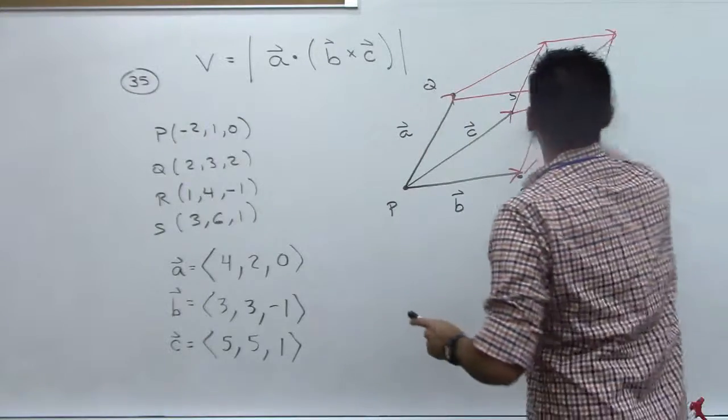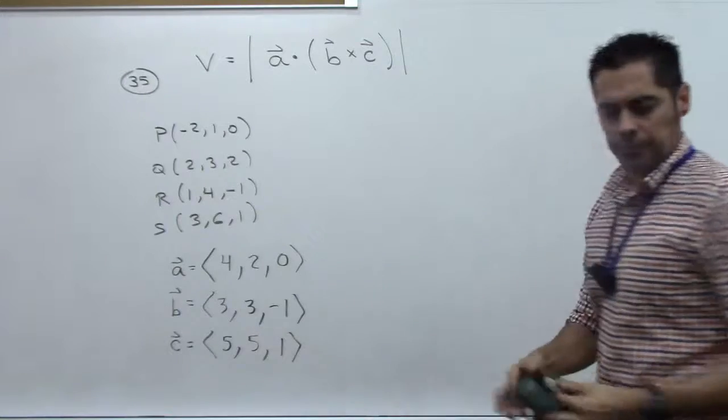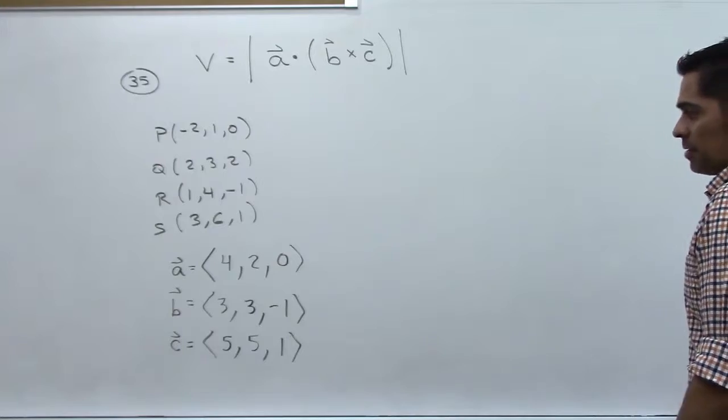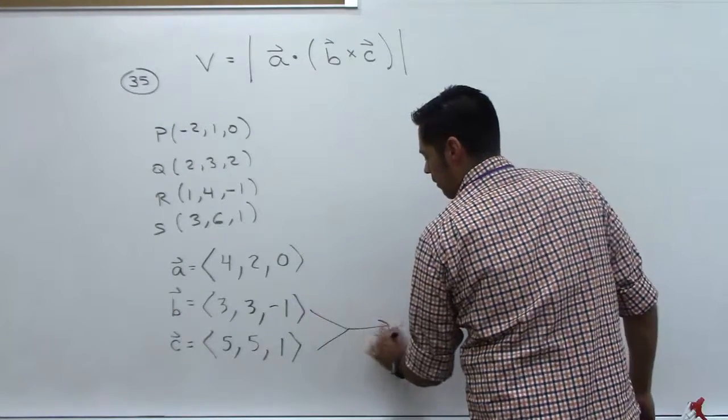So I'll get rid of my picture. All right, so let me find B cross C first. So I'm going to cross these two together, okay? These two, I'm going to cross them.